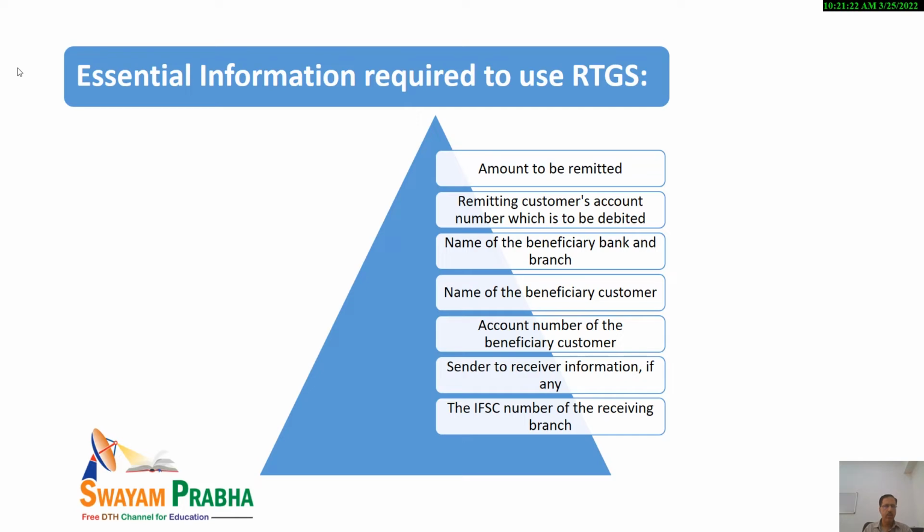First of all, you should be clear what amount is to be transferred, and then your own account, the remitting customer's account that is to be debited. In fact, the money will be withdrawn from this account only. Then the name of the beneficiary, the name of the bank and branch, the account number of the beneficiary, and then the sender's information, so they may generally ask for a mobile number or an email ID.